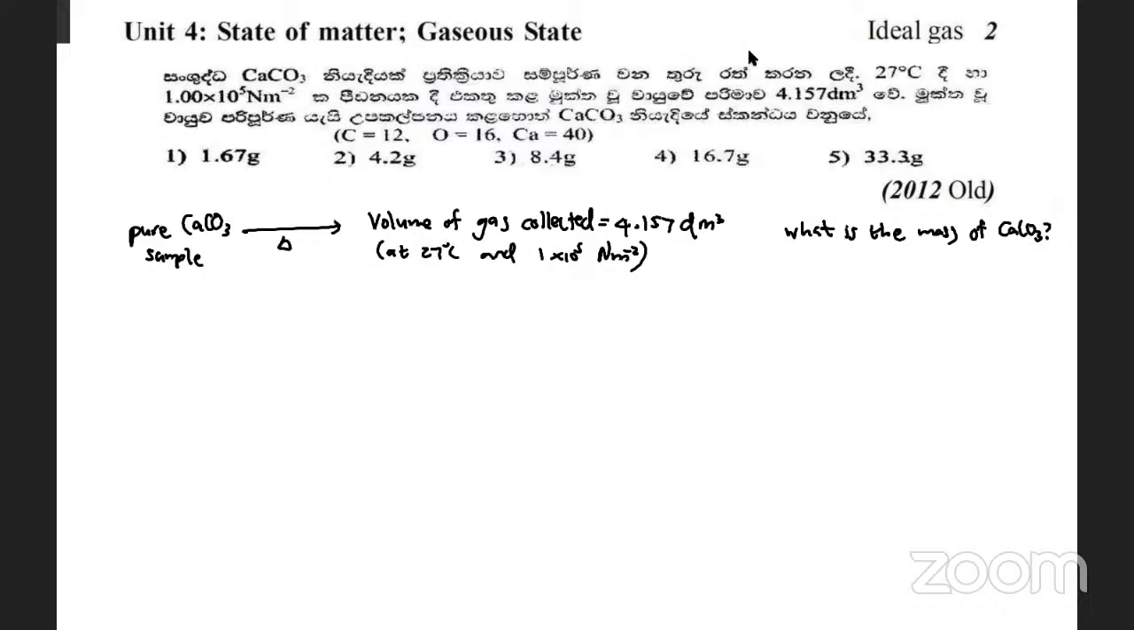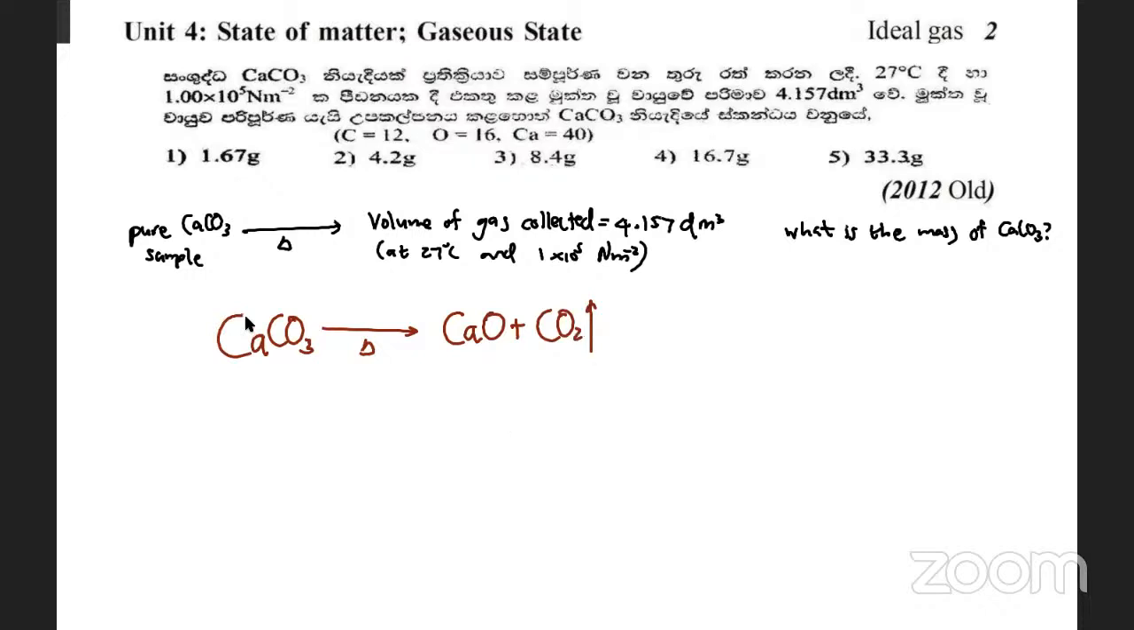All right. First and foremost, we have to write the reaction. This is a very common reaction when you heat calcium carbonate. When you heat calcium carbonate, you'll be getting calcium oxide and carbon dioxide.